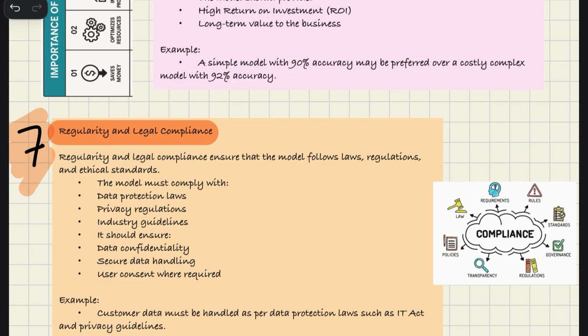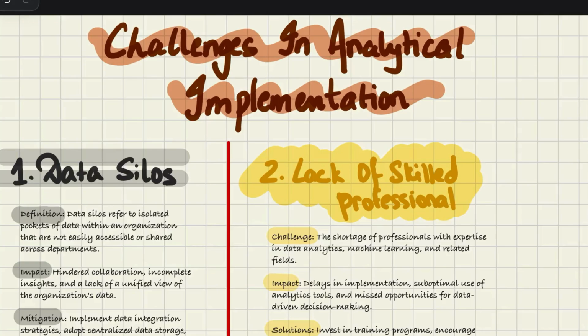Alright, so I hope you understood what the requirements are to create a good analytical model.